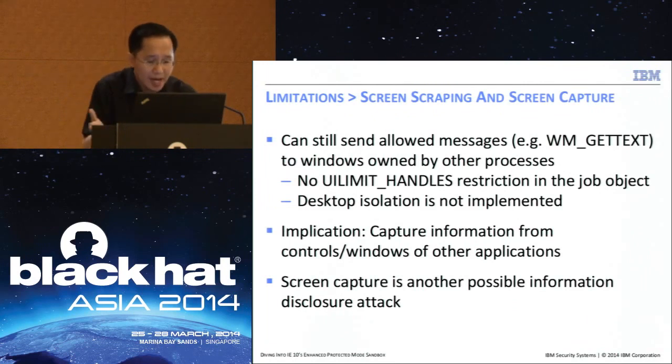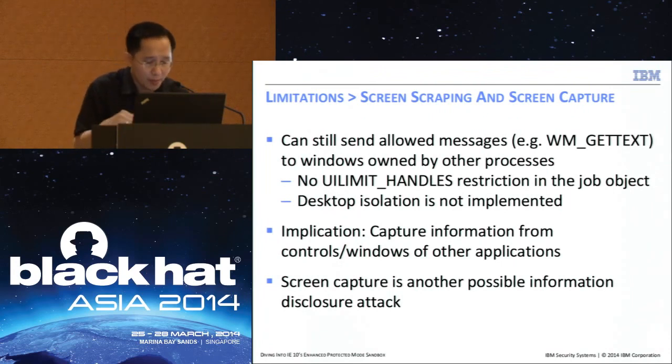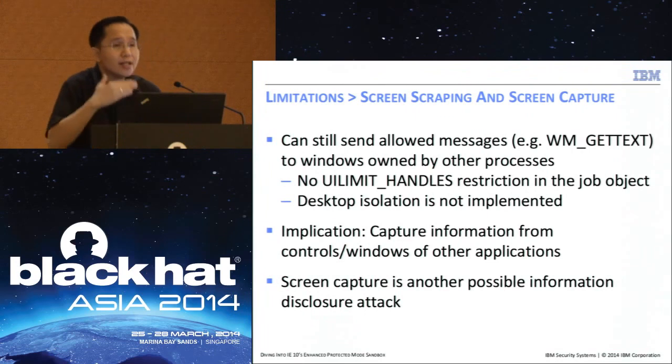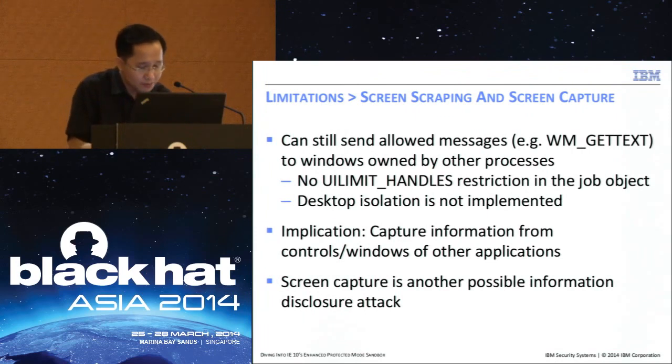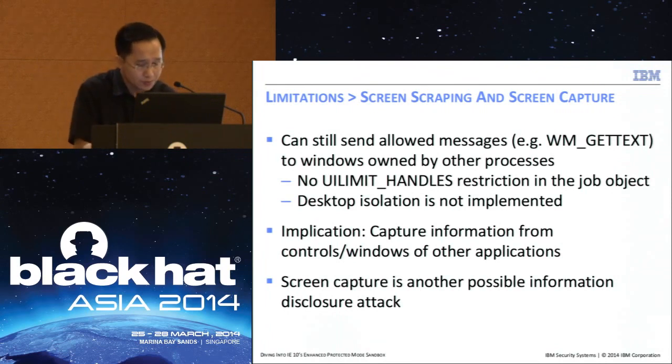Also, because UIPI does not block read-type window messages such as WM_GETTEXT, and the UI limit handles restriction is not set in the job object, and desktop isolation is not implemented, screen scraping attacks, which can be used to capture potentially sensitive information from windows or controls of other processes, are still possible. Similarly, performing a screen capture is also possible.